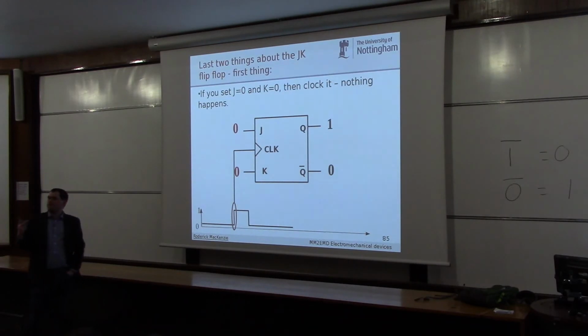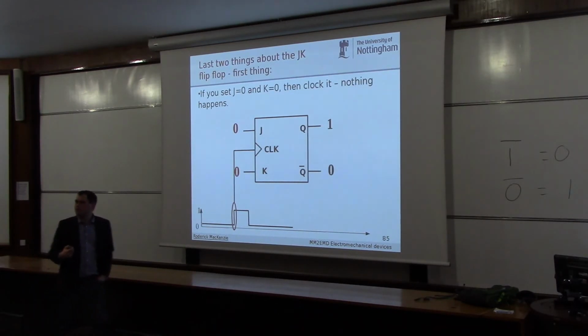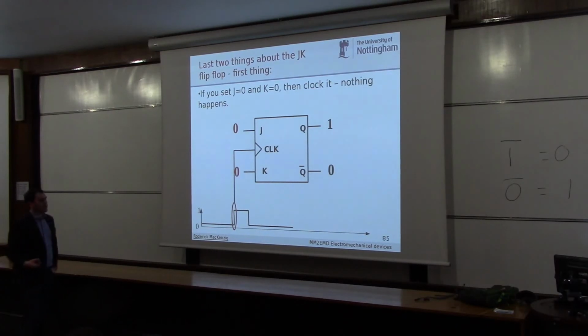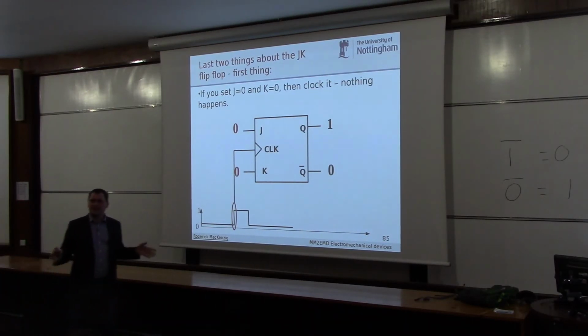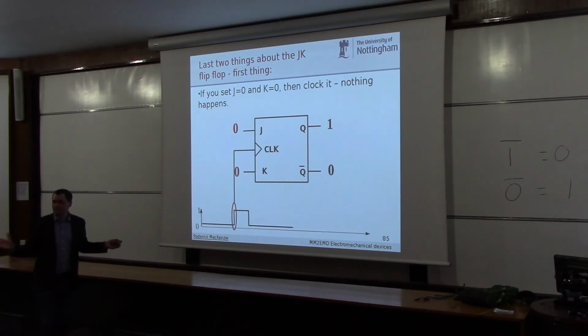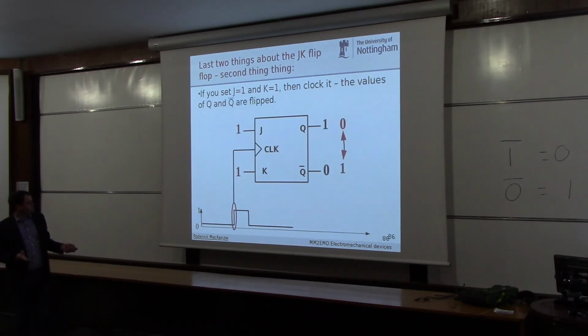So there's 2 cases we haven't thought about. We haven't thought about the case of putting 0 and 0 on the input, or 1 and 1 on the input. We'll cover the 0, 0 case, because that's easiest now. So if we put 0 and 0 on the input and apply a clock pulse, nothing happens. It's defined that nothing happens, okay? It just doesn't do anything, okay?